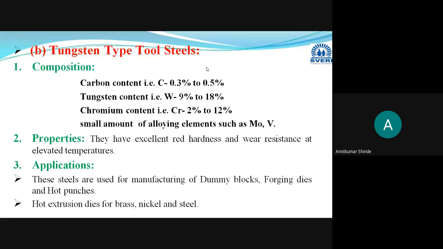Okay. Now here, carbon content for tungsten type tool steel is in the range 0.3 to 0.5%. Then as tungsten here is the principal alloying element, it will be within the range 9 to 18%.